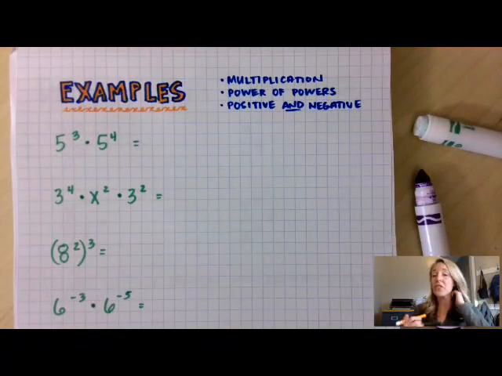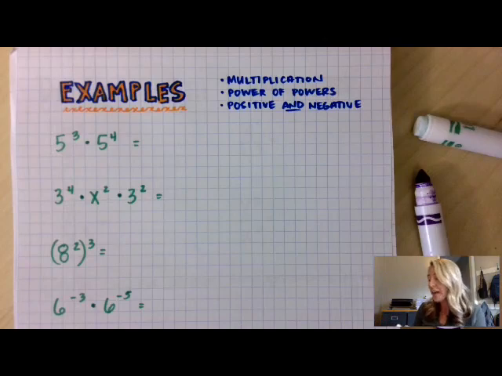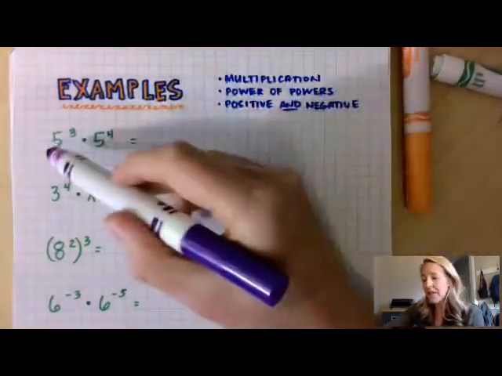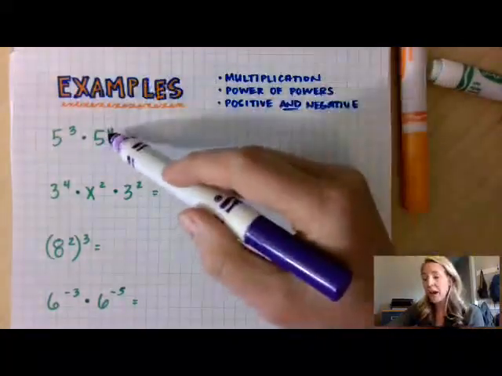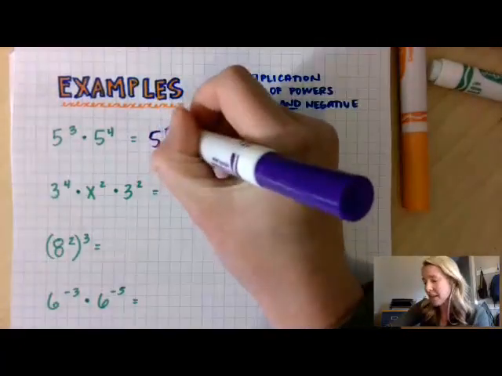All right, so now we're going to do some examples just with multiplication, power of powers, and then making sure that we know how to use positive and negative exponents. So 5 to the third times 5 to the fourth. Our shortcut here is if we have a matching base, like this 5, we've got 3 of them that we're multiplying, 4 of them that we're multiplying. So altogether, we're multiplying 7 of them, okay?